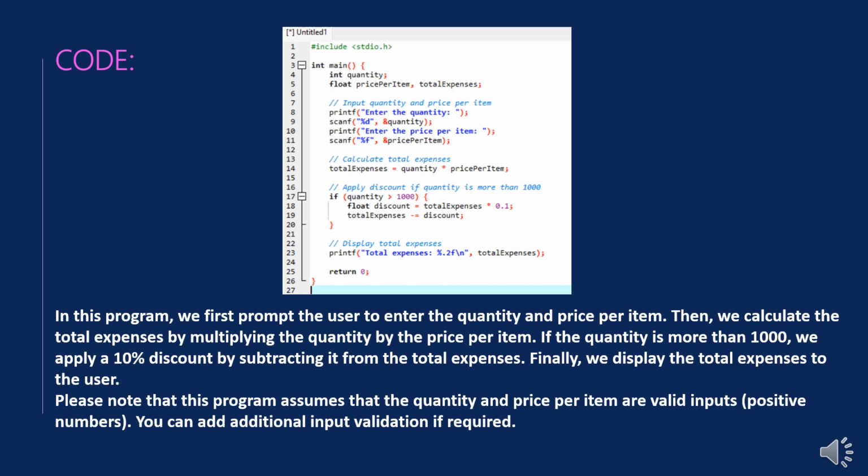Please note that this program assumes that the quantity and price per item are valid inputs, positive numbers; they can't be negative. So you can add additional input validation if required. Hence you can look into the code, which prints the total discount amount and the total expenses, which is the discount deducted from the quantity of items.